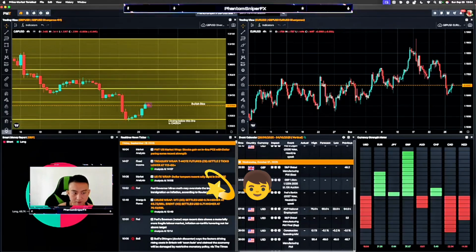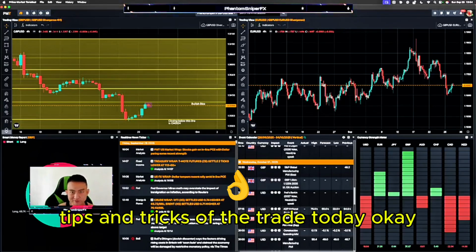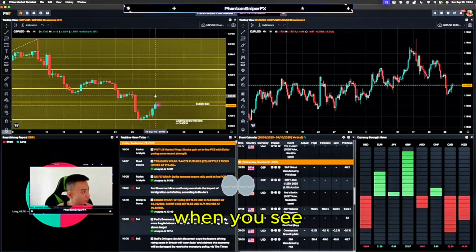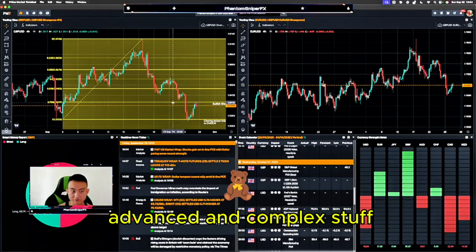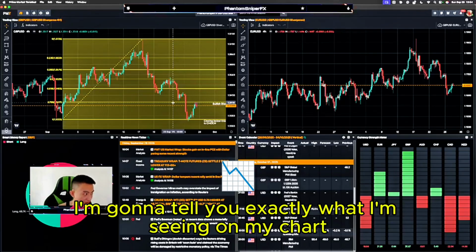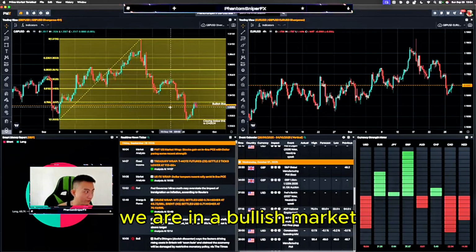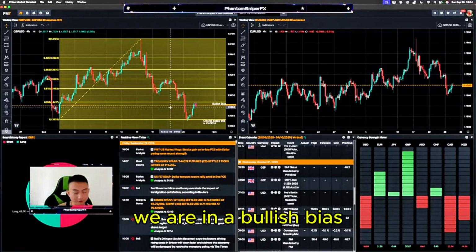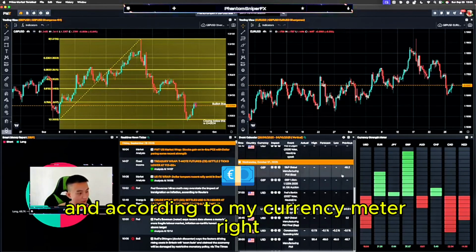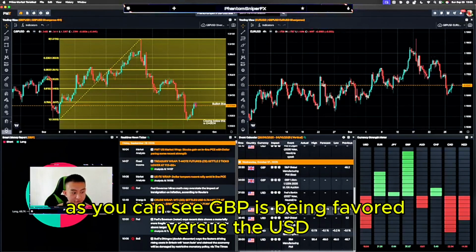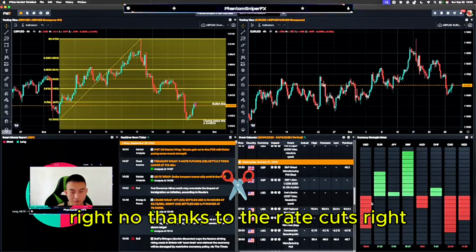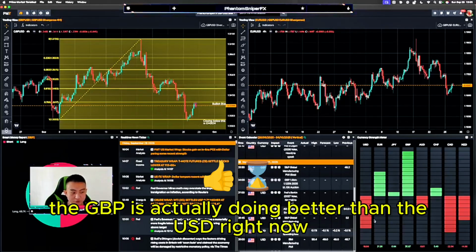Reading the price, I'm going to show you a few tips and tricks of the trade today. This is a little more advanced and complex, but I don't want to confuse you, so I'm going to tell you exactly what I'm seeing on my chart. We are in a bullish market, a bullish bias, and according to my currency meter, GBP is being favored versus the USD. No thanks to the rate cuts, the GBP is actually doing better than the USD right now.